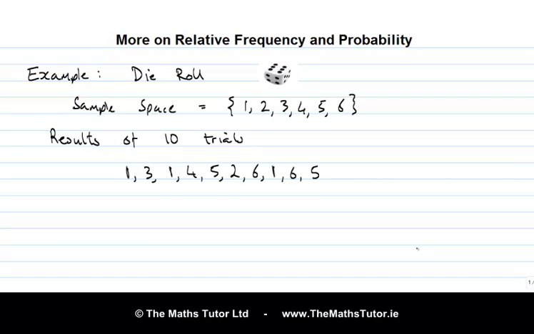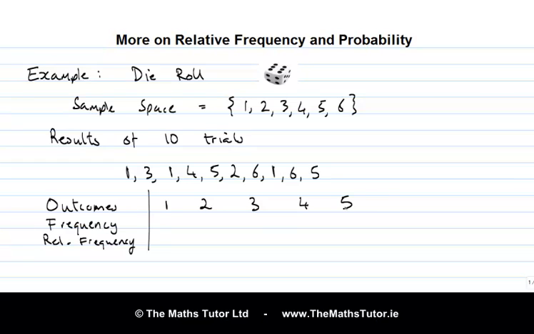Now we can calculate frequencies and relative frequencies, and sometimes it's useful to use a table to do this. So we'll make a table, and in our rows we'll have possible outcomes in one row, frequencies in another row, and relative frequencies in the third row. The outcomes are 1, 2, 3, 4, 5, and 6.